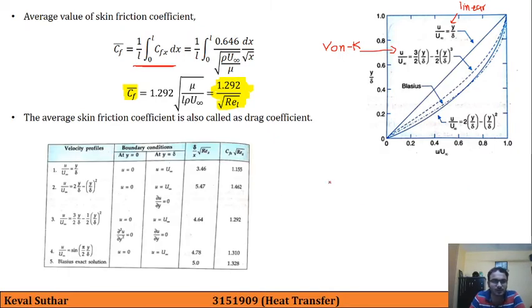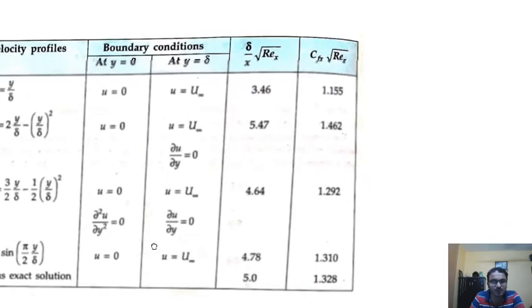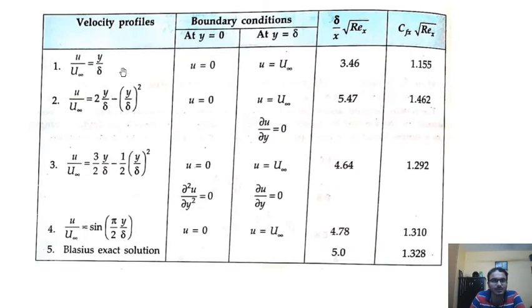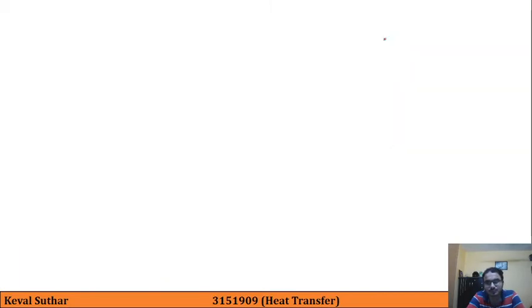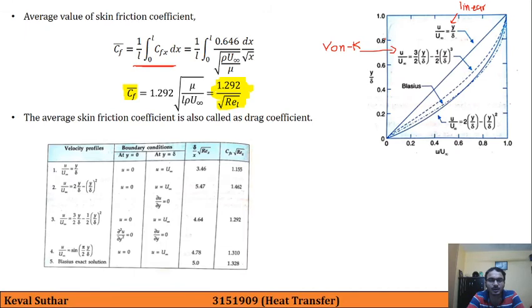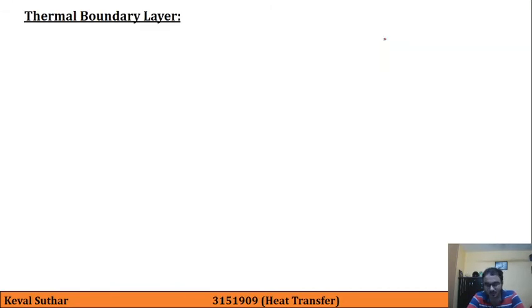And here this is also one of the important tables for the hydrodynamic boundary layer, where various kinds of velocity profiles are given, and these are the relevant boundary conditions, and these are the values which we are getting for delta upon x into Rex and Cfx into Rex. Now that was the end of von Karman integral. Now our next topic is thermal boundary layer.